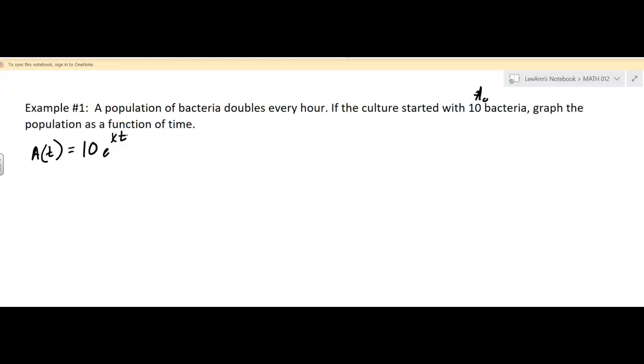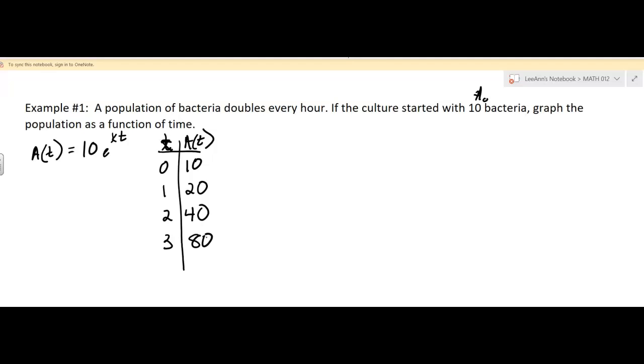Now, we know a little bit. We know it's going to double after an hour. Let's look at a little table of values here. It should be t, and then A of t. So when I have no time going by, I'm starting with 10. But after 1 hour, it's going to double to 20. After 2 hours, it's going to double to 40. After 3 hours, it's going to double to 80, and so on.